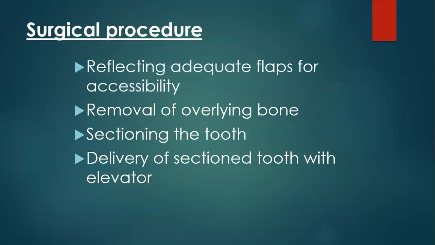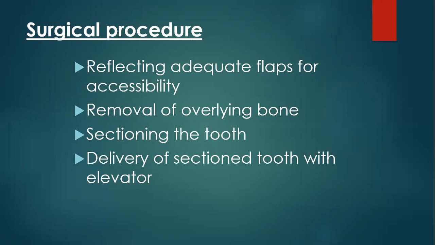So how do you remove it? The surgical procedure basically involves adequate flaps for accessibility. First, you need to raise the flaps so that you can get great access. Then you need to remove the overlying bone. Then you need to section the tooth.